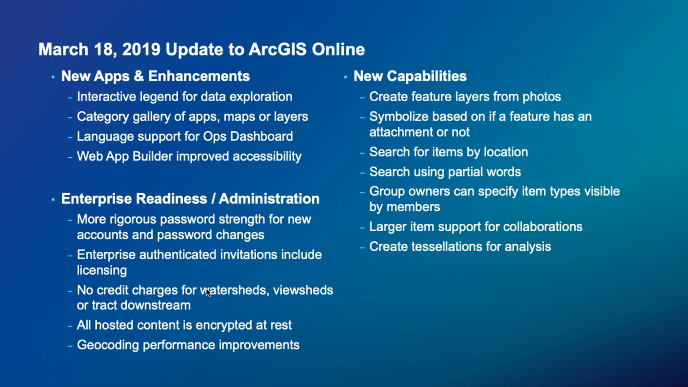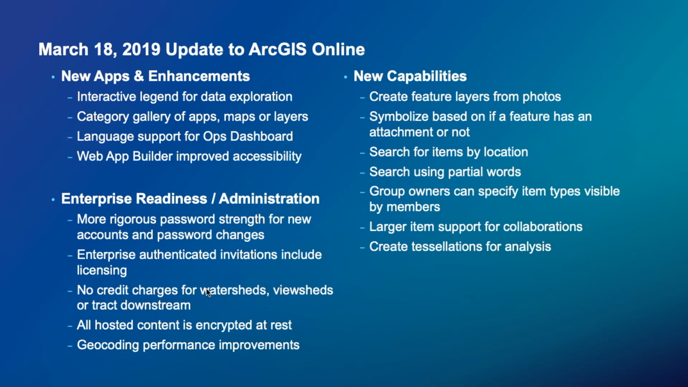Enterprise authentication can now include licensing. One of the things you couldn't do before if you were using enterprise logins was assign licenses at the same time. You'd be able to do that. There'll no longer be credit charges for watersheds, viewsheds, or tracking downstream. Those are analytics that you're using, and there's no longer a credit charge for those.